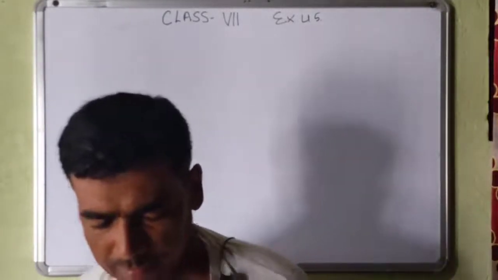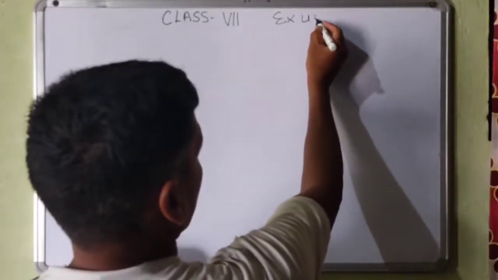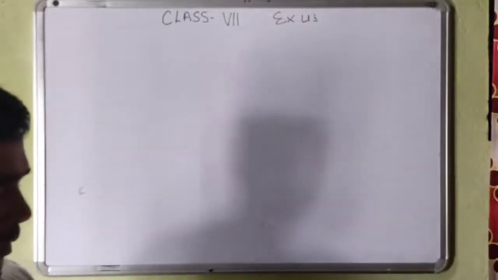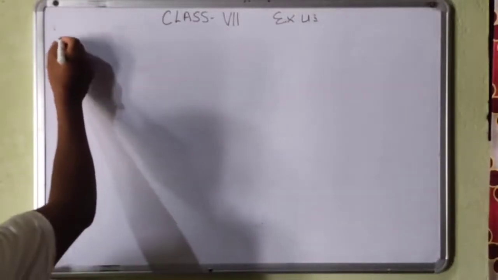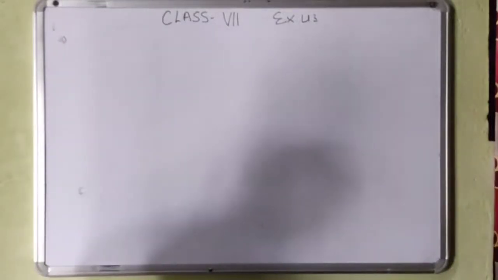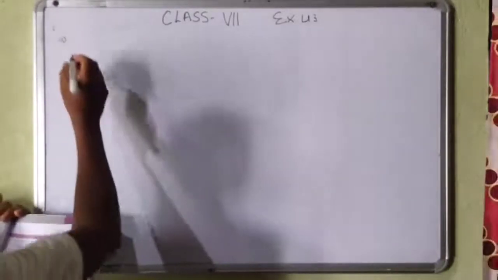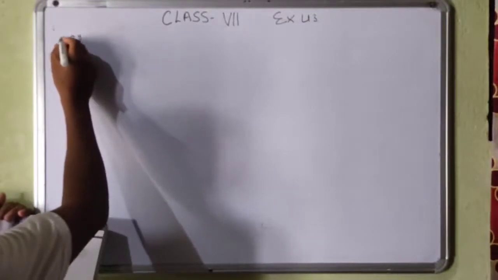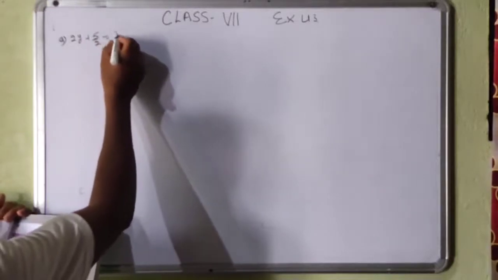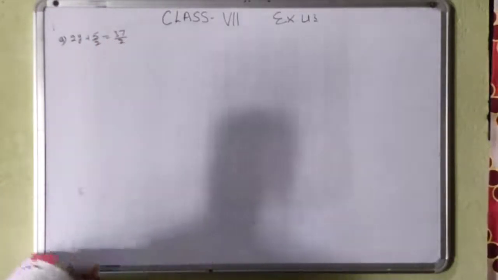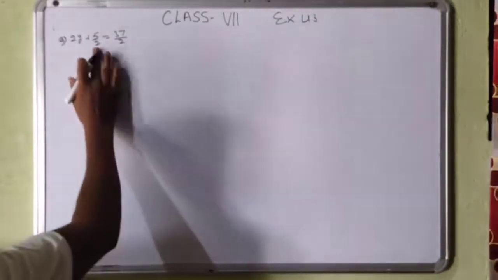Exercise 4.3. Question number 1. Solve the following equation. First question, A part: 2y plus 5 upon 2 is equal to 37 upon 2. This is the question. So first of all, we will interchange this by the equal sign.